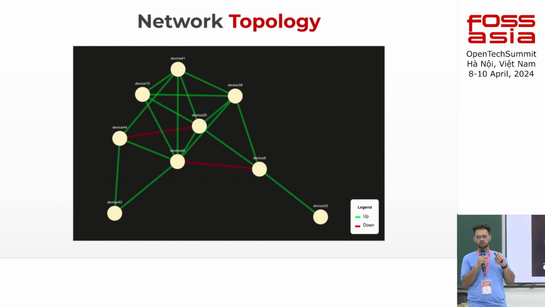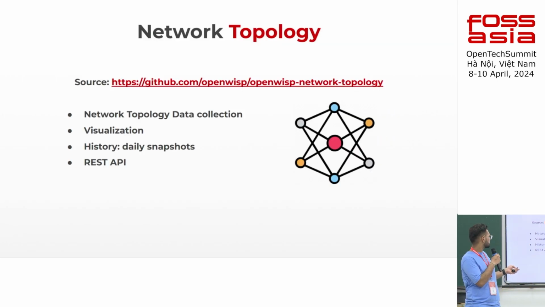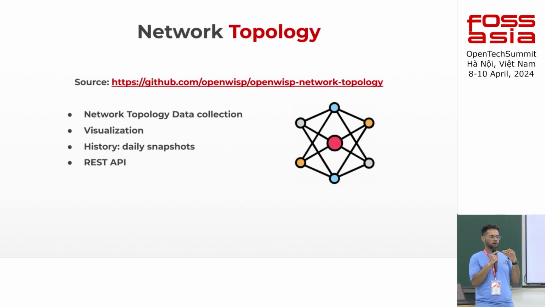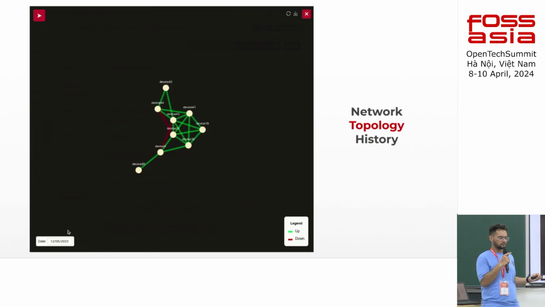OpenWISP also provides a way to check the network topology, right? So here you can see that the links in green are the devices which have working links between them, and the red ones are the links that are not working. The network topology provides a way to collect topology data, and then you can visualize it, and you can also go back in time to know when a particular link was not working.